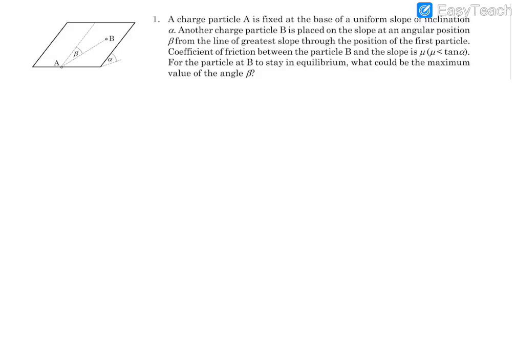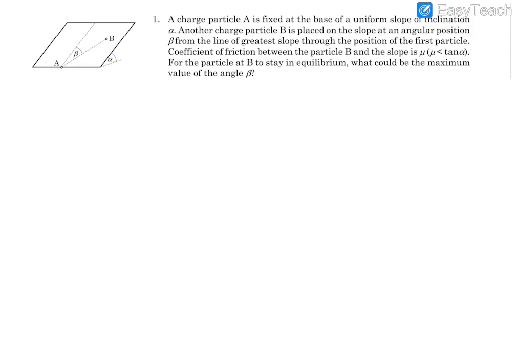Let's read the question. The question says there is a charged particle which is fixed at location A, which is the base of a uniform slope of inclination alpha. You can see the picture. This is the base. From here, at angle alpha, there is an inclined plane. On this inclined plane, this point A is where the charge is fixed. So this charge is fixed.